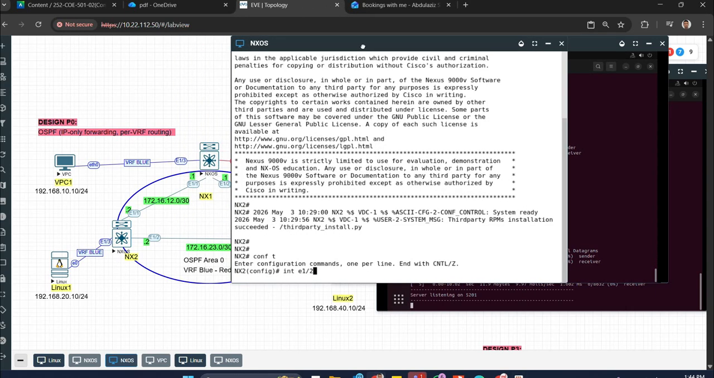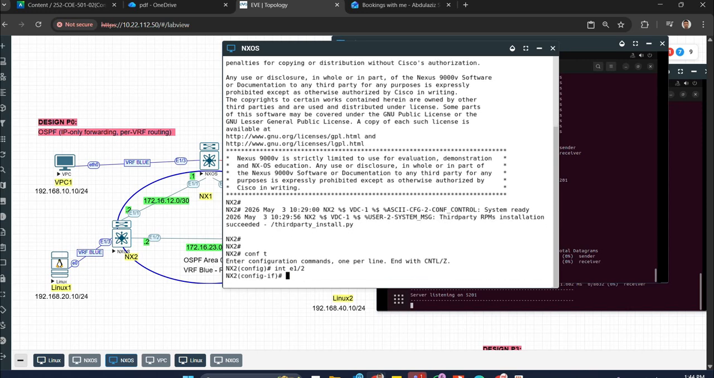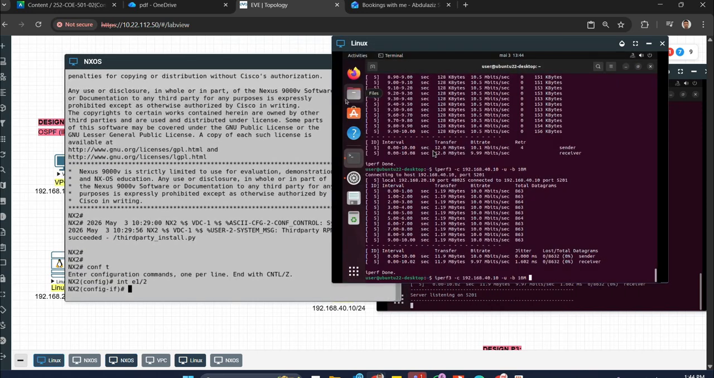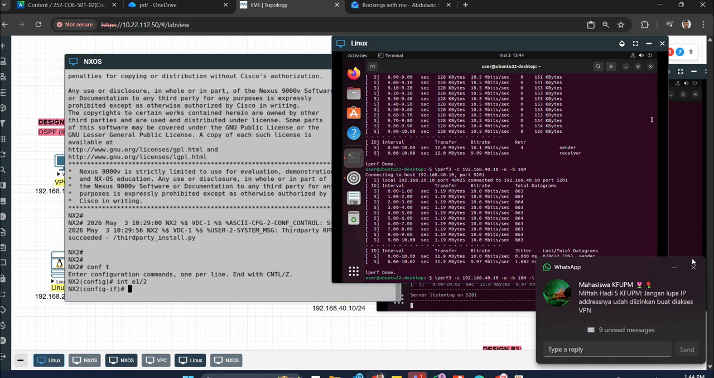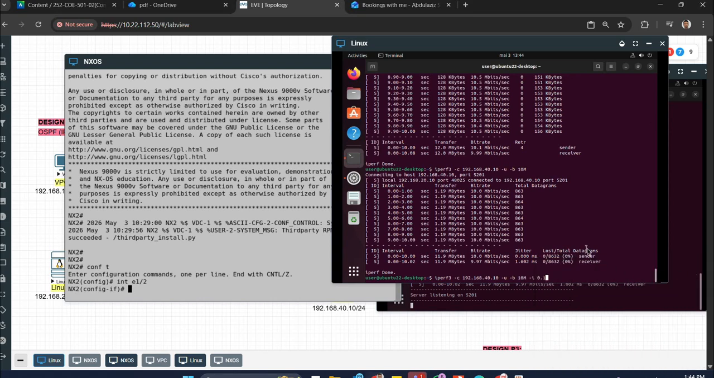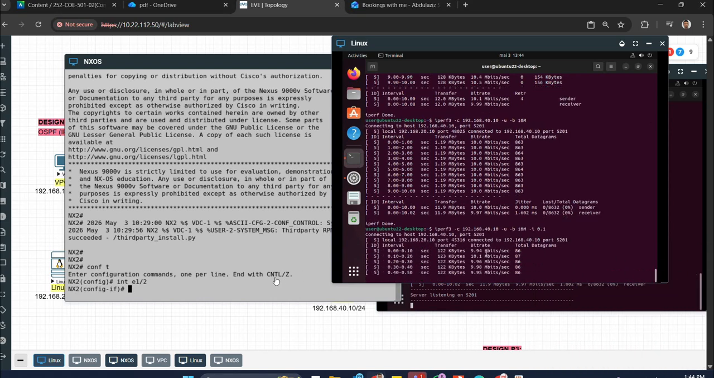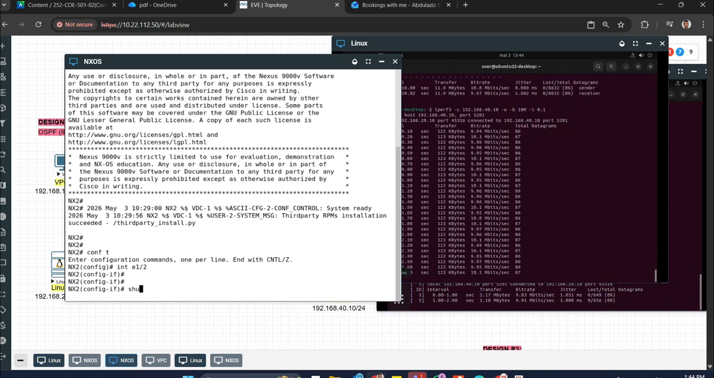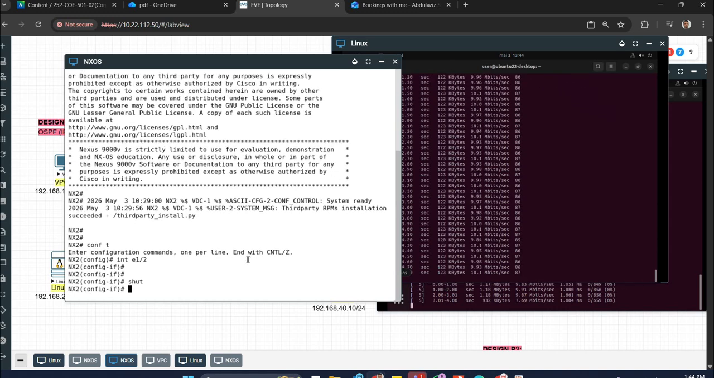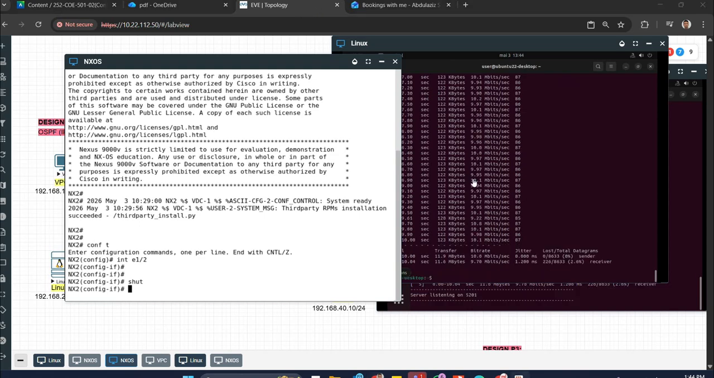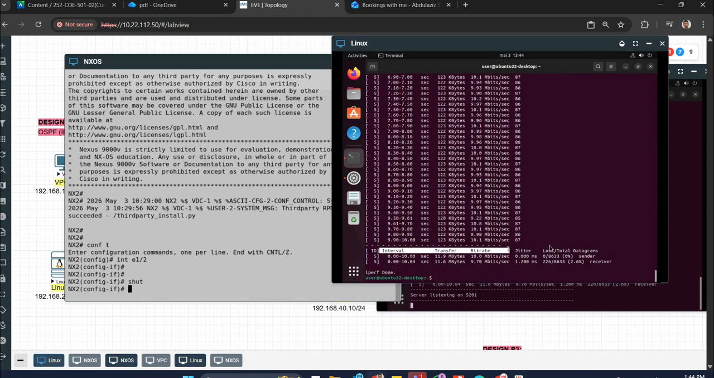Okay, now we have prepared our configuration. From NX2, we will try to shut down the interface during the measurement. We keep the interval at 0.1. Okay, and we will shut down the interface. Okay, now the result is ready.